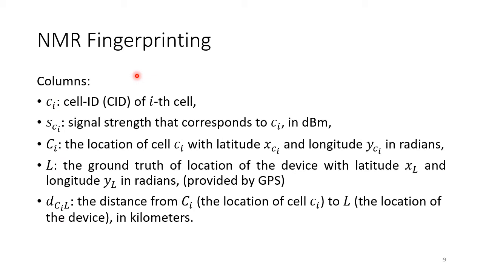The attributes in the fingerprint are cell ID, signal strength that corresponds to cell ID, the location of the center of the cell, the ground truth of location of the device, and the actual distance from the device to the center of the cell.